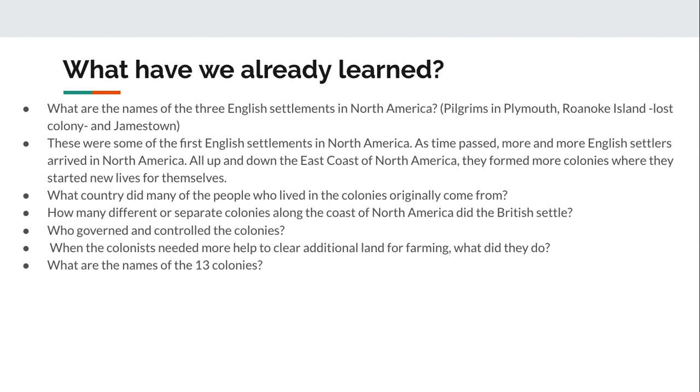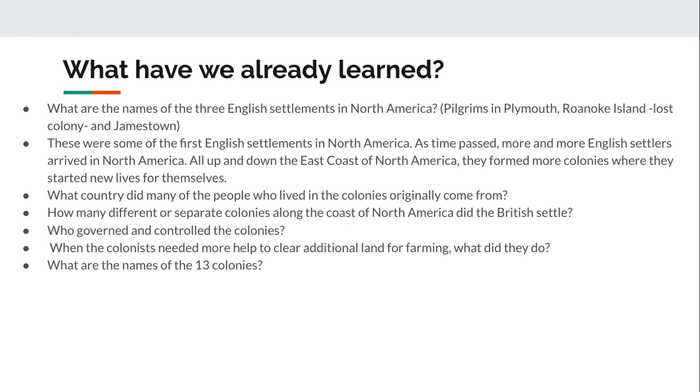What are the names of the 3 English settlements in North America? Take a second and think about that. The 3 English settlements in North America were the Pilgrims in Plymouth, which was up in Massachusetts, what we know now as Massachusetts. There was the Roanoke Island, or the Lost Colony, which was in our very own North Carolina, but closer to the coast. And there was Jamestown, which is in what we now know as Virginia. These were some of the first English settlements in North America.